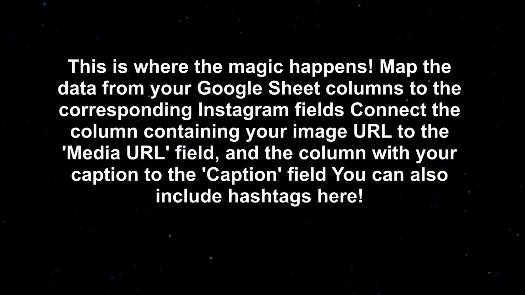Map the data from your Google Sheet columns to the corresponding Instagram fields. Connect the column containing your image URL to the media URL field, and the column with your caption to the caption field. You can also include hashtags here.